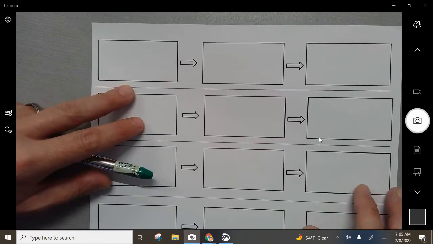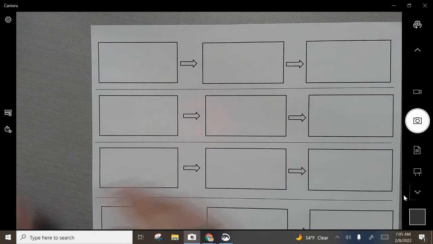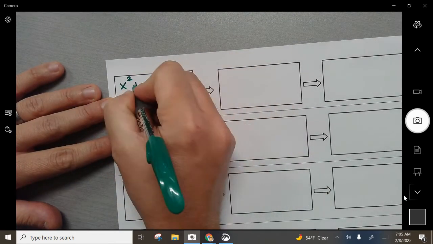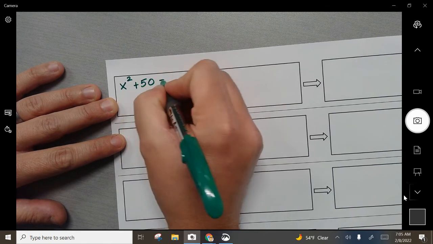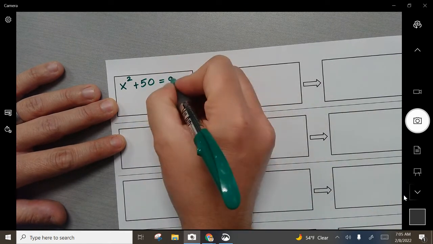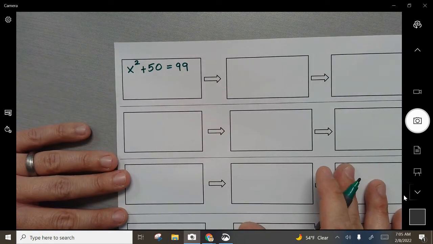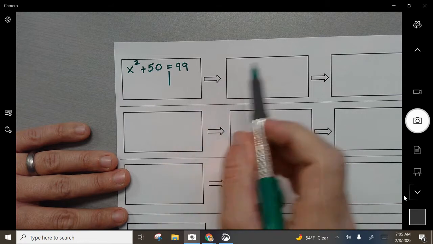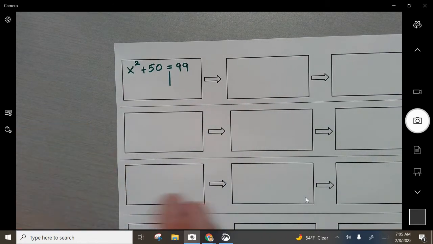So the first question I'm going to give you, you've already done the look it over square roots, so you should be comfortable with that. If I was to say x squared plus, let's just say 50 equals 99, okay? Your first step, we'll take this into steps with the boxes. That's what the flow map is for, to show each step. So we'll take this into account and do each box. And I'm going to show you in colors.